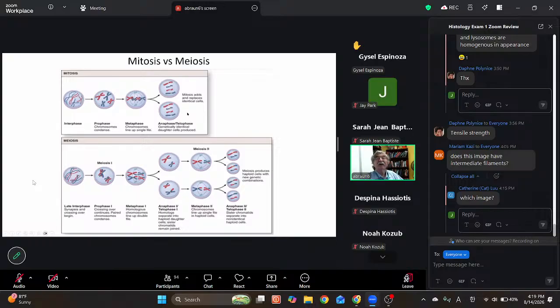So the end result of mitosis is two cells with the full chromosome content. The end result of meiosis are 4 haploid cells.